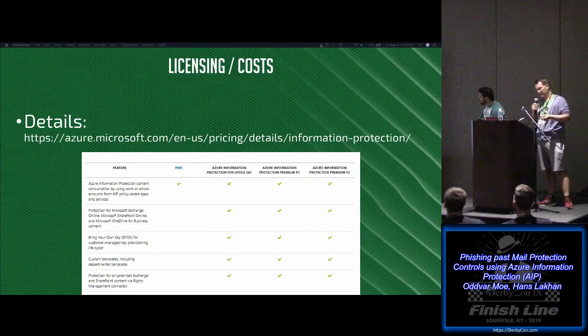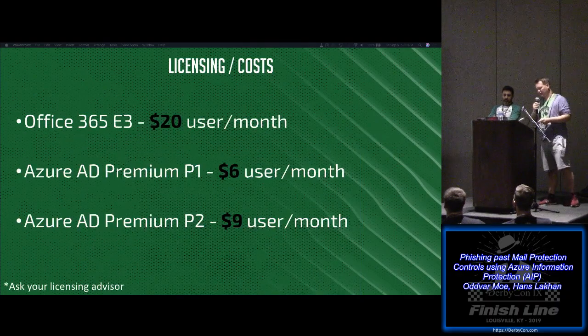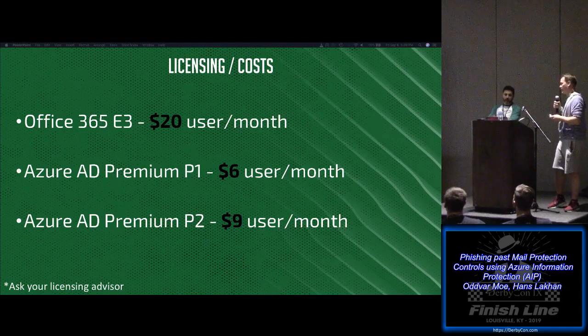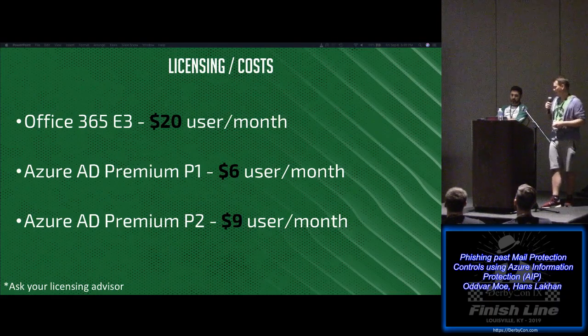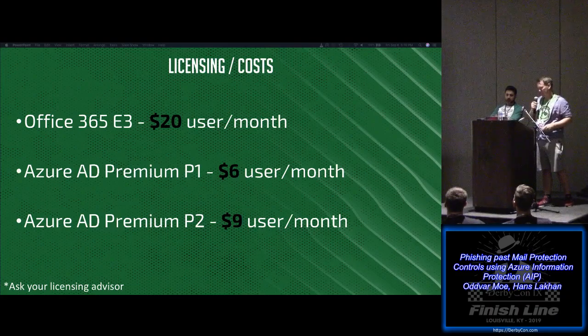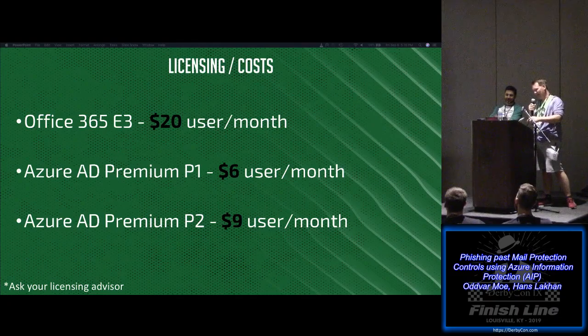There are some details on their blog. It's really a good document, basically. Every feature, and what level of license you need in order to get the different features. In terms of costs, a normal E3 license, at least when I checked it, was $20 a user. And if you want Premium 1, it's an additional $6 per user. If you want Premium 2, it's an additional $9. So, yeah. And as I said at the bottom here, ask your licensing advisor, because I'm not a licensing advisor. I hack stuff.